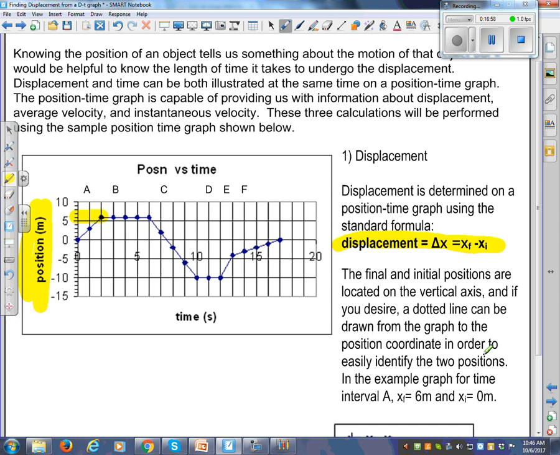Okay? In the example graph for time interval A, look at the top here. You see the A, B, C, D, E, and F? You see them at the top there? So A refers from 0 to 2 seconds. B refers from 2 to 6. C is from 6 to 10. D is from 10 to 12. E is from 12 to 13. And F is from 13 to 17. And so on. Each one of the straight lines is an interval. See that?